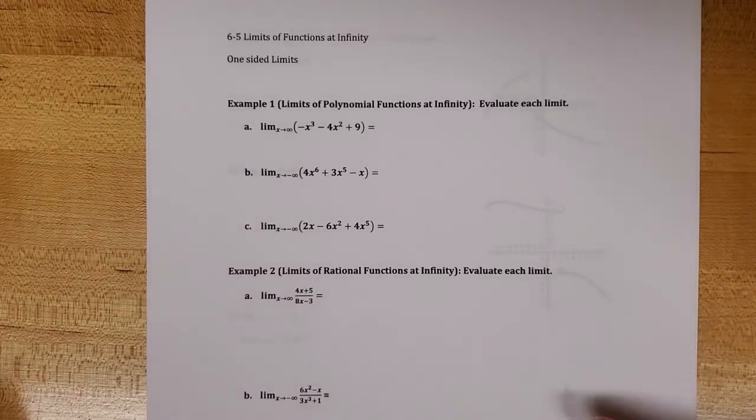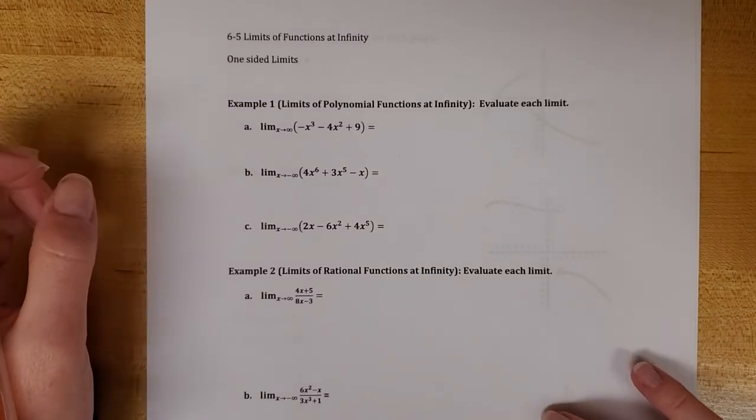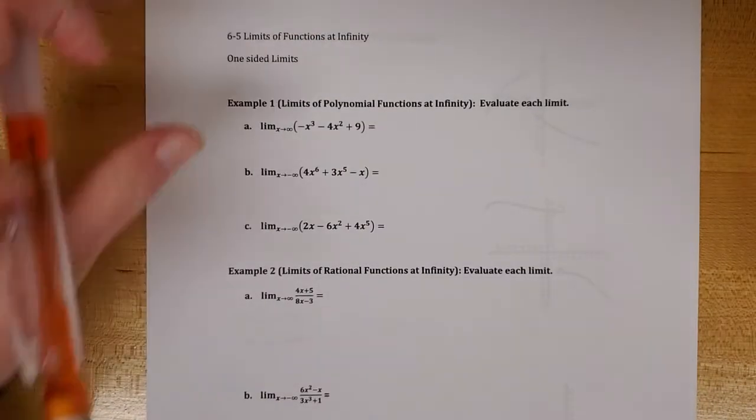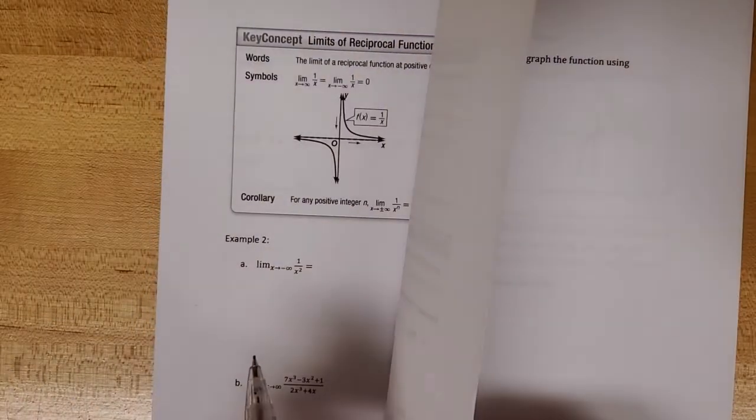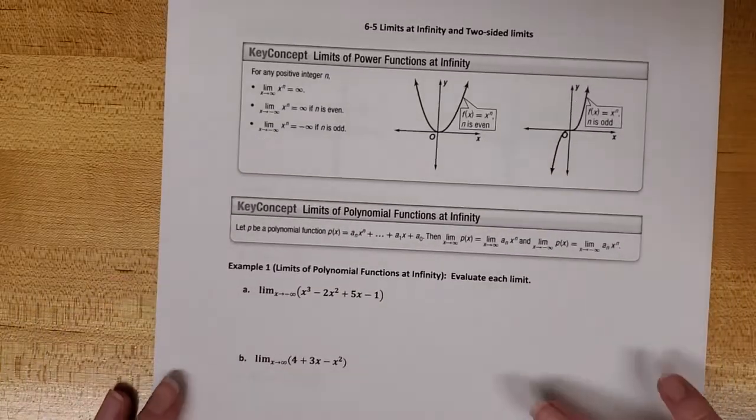But anyways, on to our math. So 6-5, limits of functions at infinity. We're going to talk about one-sided limits. Example 1, the limits of a polynomial function. Actually, this is the worksheet. Hold on, this is the homework paper. Let me find the notes. There we go. Limits at infinity and two-sided limits.